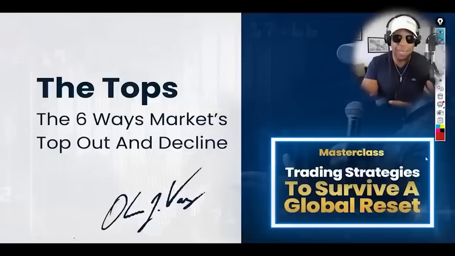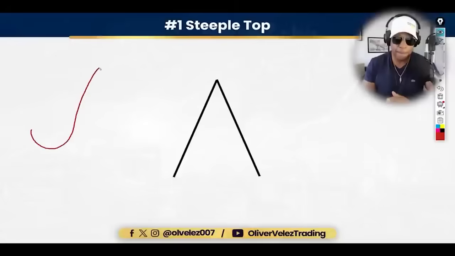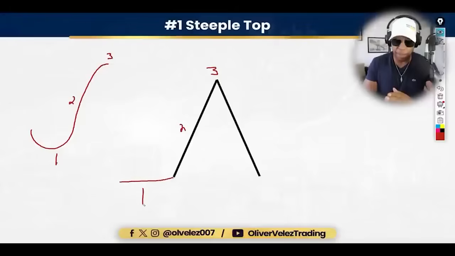There are 6 ways markets top out in that part of the cycle. Let's cover them. Type top number 1. There are 6 tops from that 3 position. Now remember, we're talking about this right there. 1, 2, and 3. Here's 3, here's 2, and let's say here's 1.